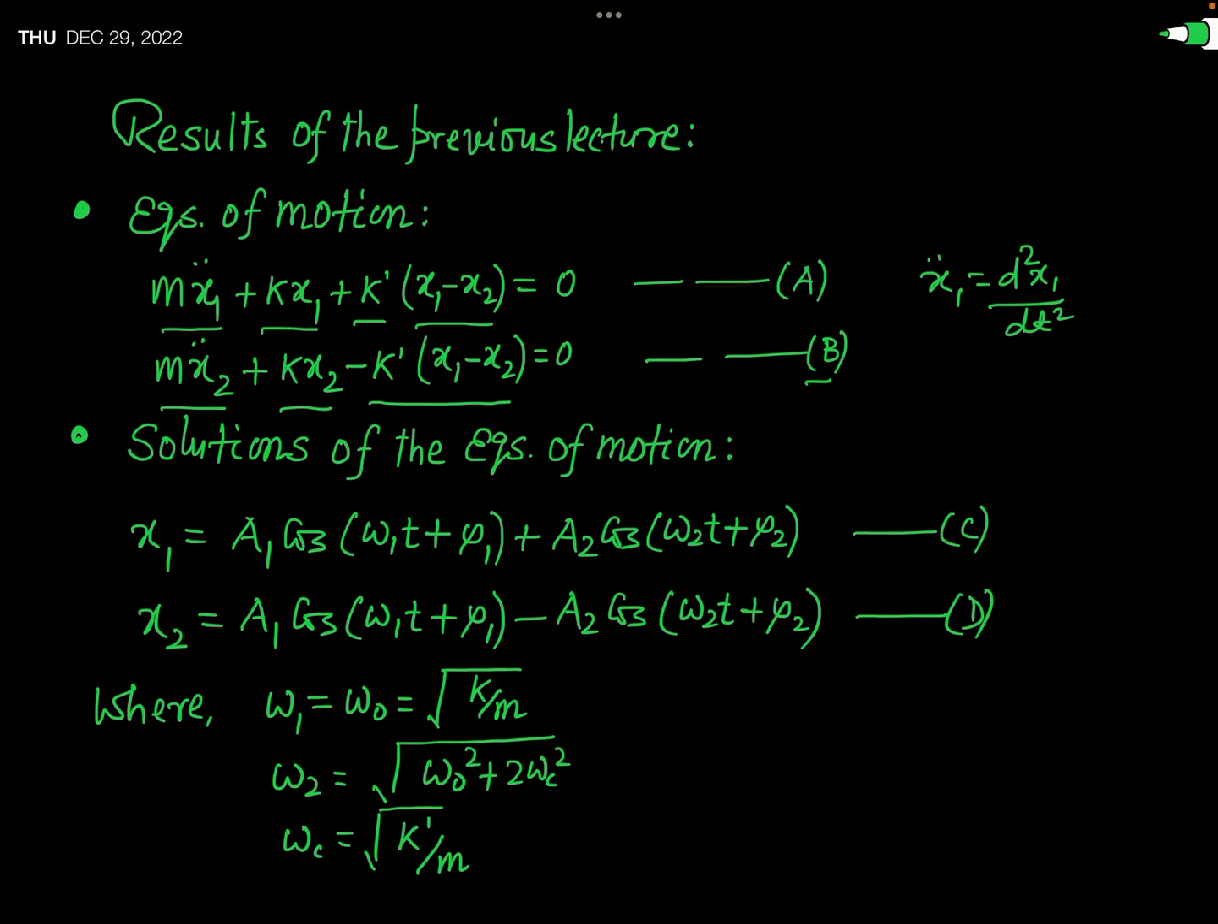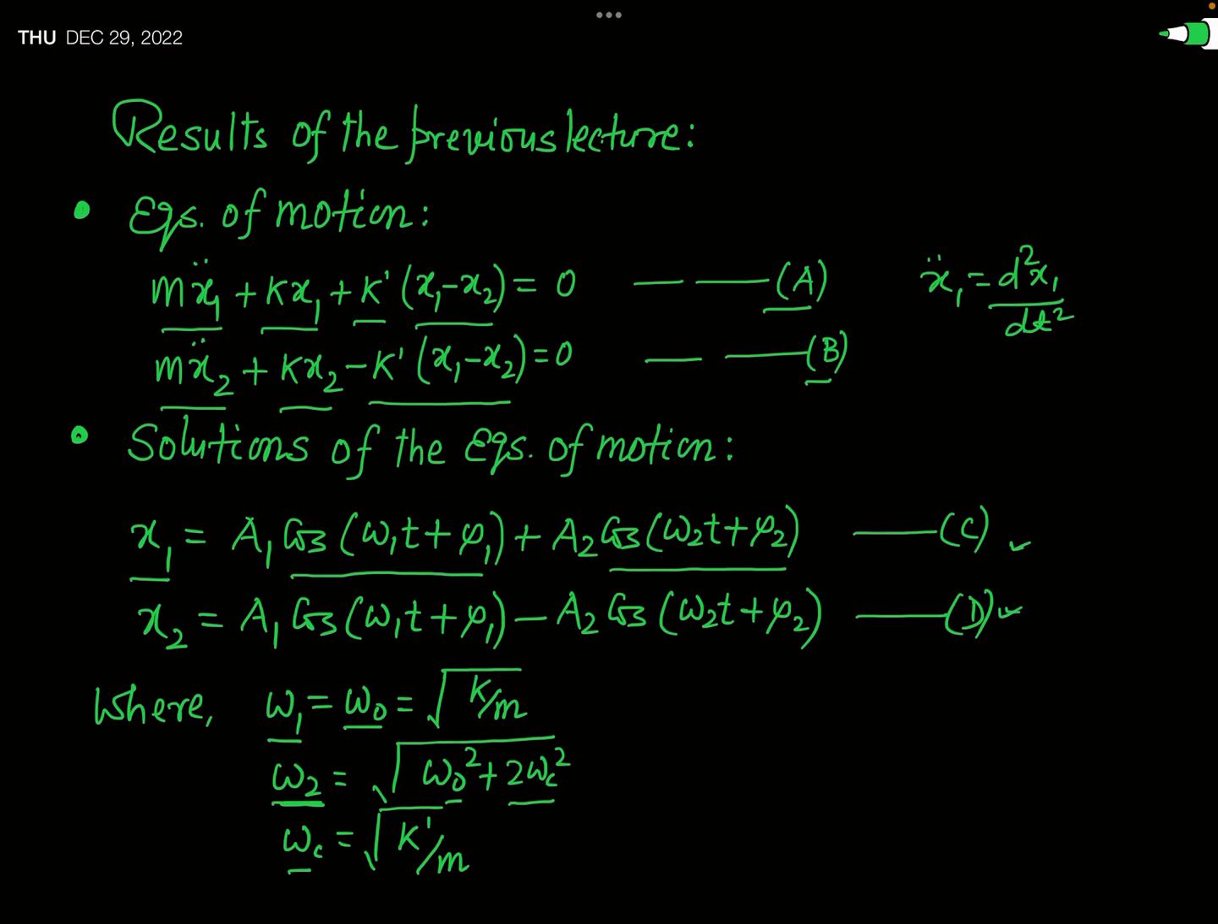Now, in the previous lecture, you have seen that the solution of equation A is given like this: x1 equal to A1 cos(omega 1 t plus phi 1) plus A2 cos(omega 2 t plus phi 2). Here, omega 1, the cyclic frequency of oscillation, is equal to omega naught, which is the square root of k by m. On the other hand, the second cyclic frequency omega 2 is given like this: the square root of omega naught square plus 2 omega c square, where omega c is the square root of k prime over m. We obtained these two results in the previous lecture.